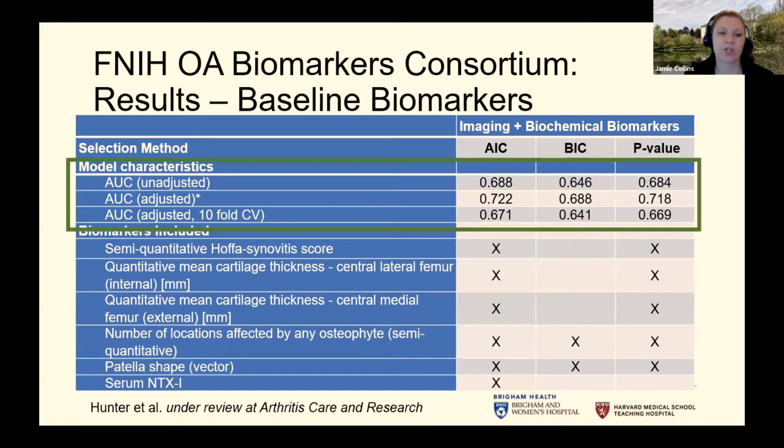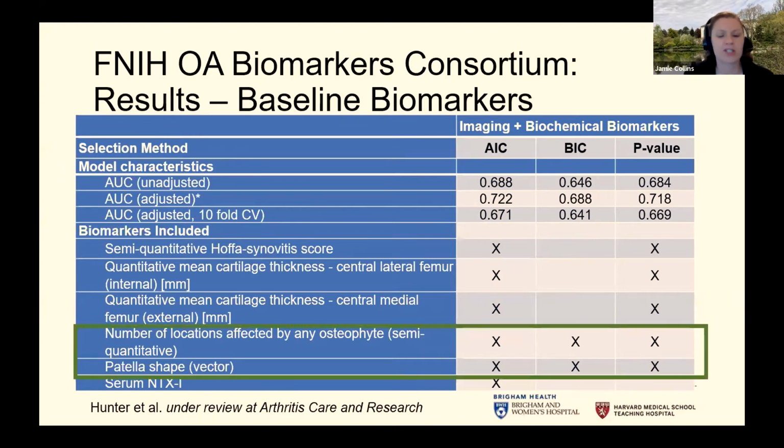So the adjusted cross-validated AUCs were between 0.64 and 0.67. In terms of interpreting that, a value of 0.5 would mean that the model's no better than chance alone. A value of 1 would indicate perfect discrimination. So these values are pretty modest. They're better than flipping a coin, but a value of 0.64 to 0.67 is a modest AUC.